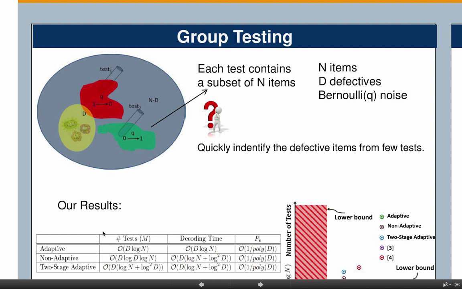We list the number of tests and decoding time for our algorithms in this table, and we can see that for adaptive and two-stage adaptive, our algorithm is order optimal, both in terms of the decoding time and the number of tests required. And for non-adaptive group testing, we pay a slight penalty in the number of tests, but as far as the decoding time is concerned, our algorithm is the fastest that's known, at least to the best of our knowledge.